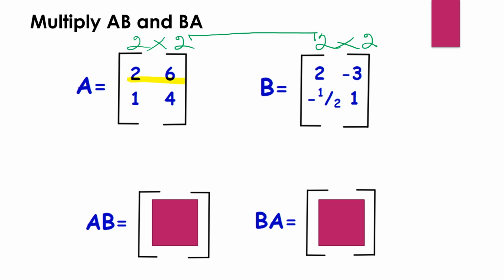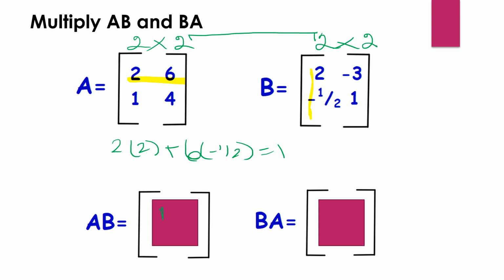So I'm going to take row 1 and multiply it by column 1, and that would give me 2 times 2 plus 6 times -1/2. That's supposed to be a 6. So that would be 4 minus 3, which is 1. So that'll be my first element.